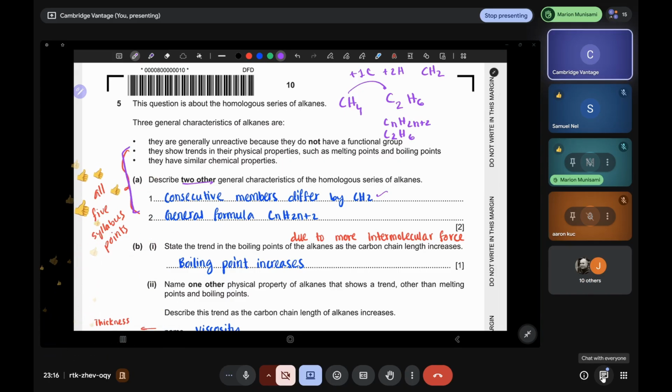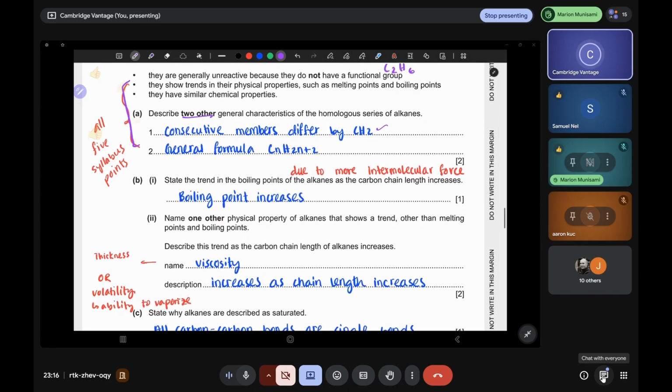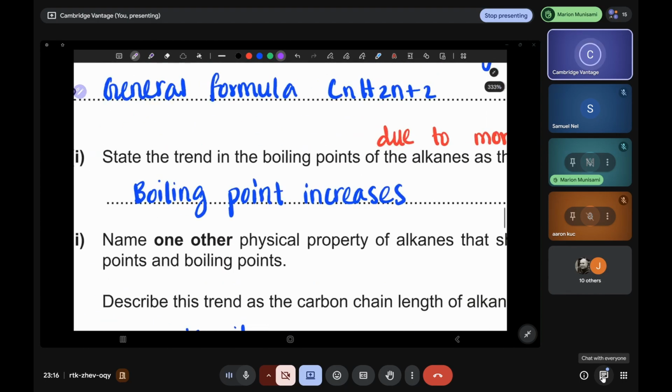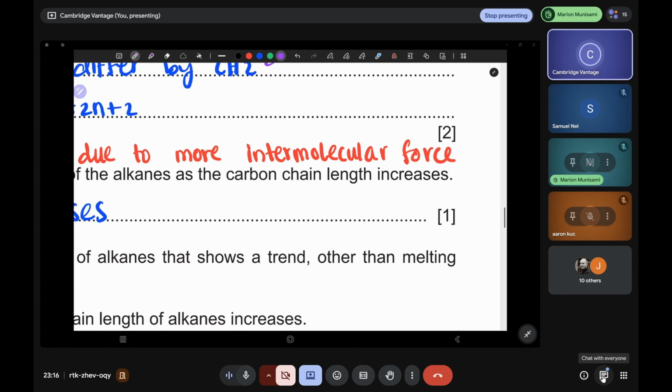Okay, and then we move to part B. State the trend in the boiling points of alkanes as the carbon chain length increases. For any homologous series, as the carbon chain length increases, the boiling point will increase. Why does it increase? It's due to more intermolecular forces. When the intermolecular force increases, you're essentially required to supply more energy to break the bonds.